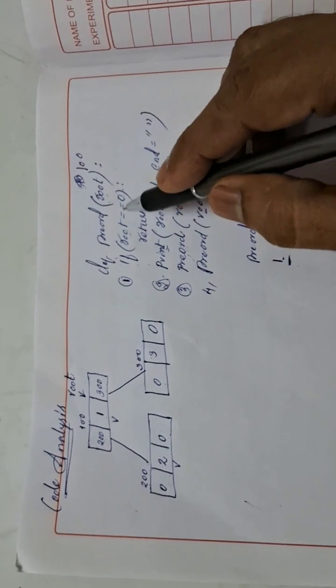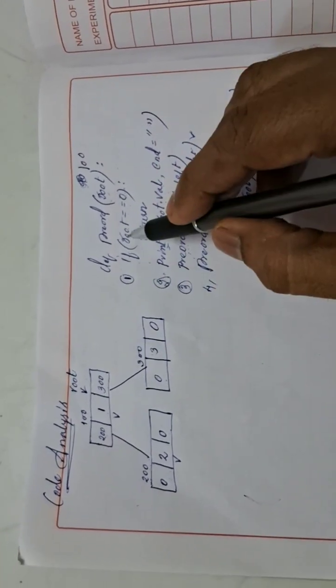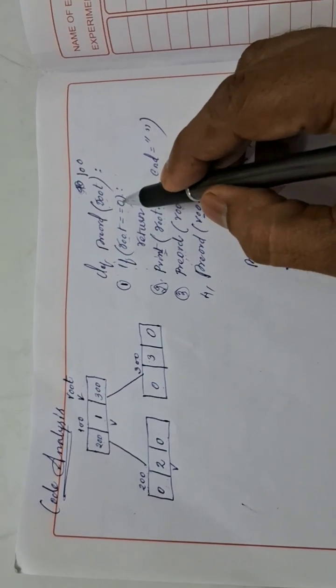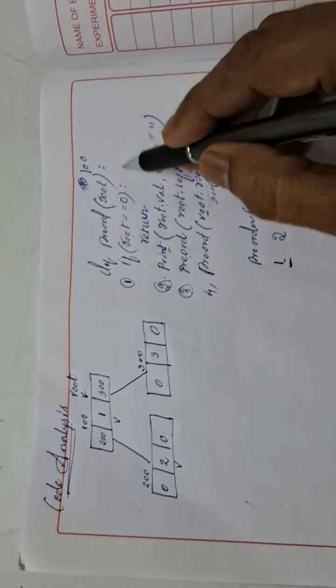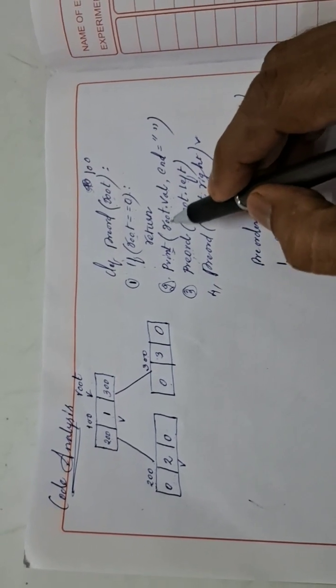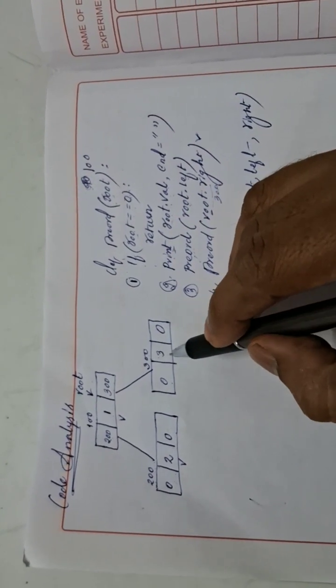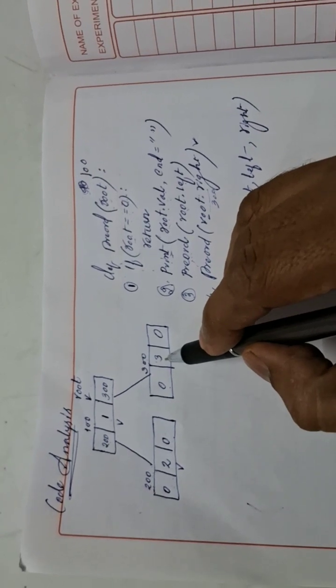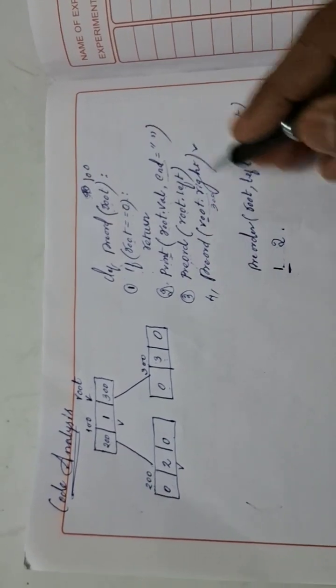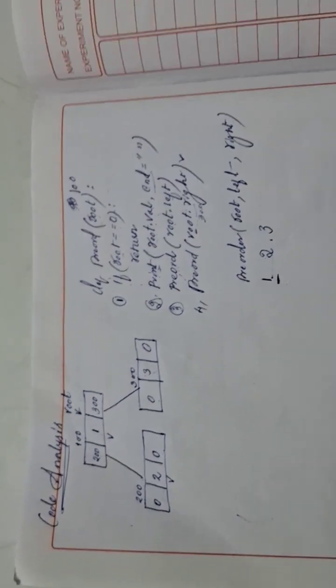Now 300 is the root, which is not equal to 0. Root is 300, so it is checking whether it is 0. No, it's not 0, it is 300. So this condition will be false and this statement will be executed. Root is 300, and 300 dot value is 3. So 3 is printed here. This is the third statement.